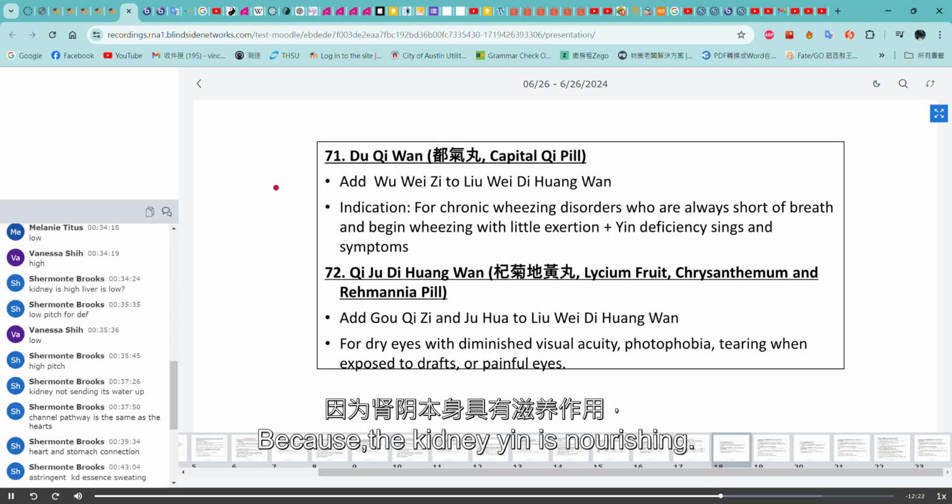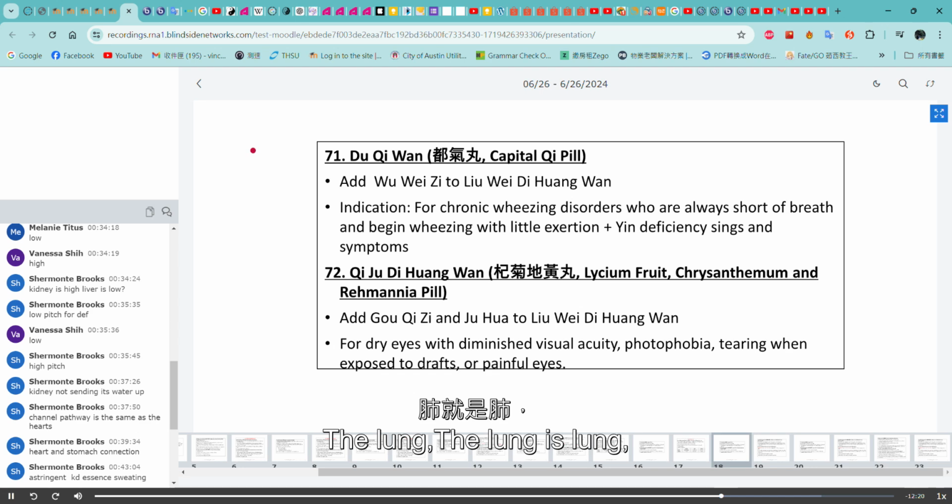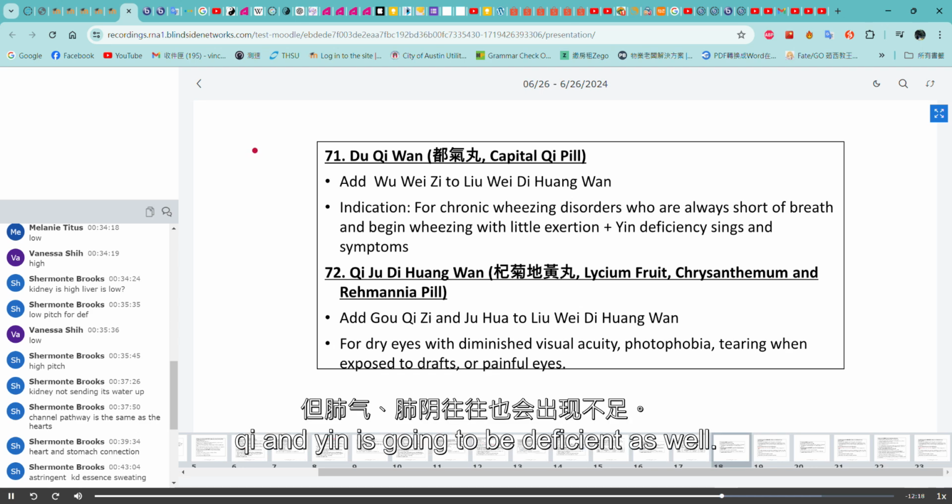Because the kidney yin is not nourishing the lung, lung qi and yin are going to be deficient as well.